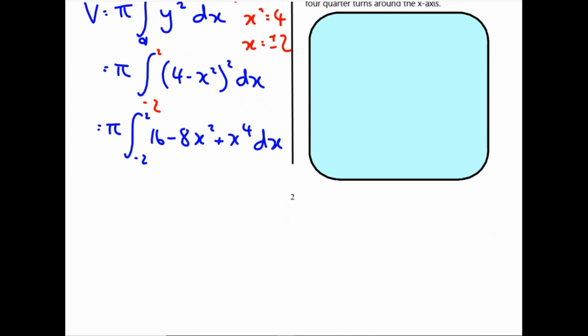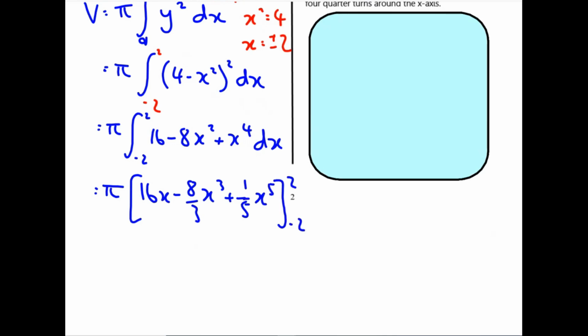So integrating this, just A1 integration, just adding 1 to the power and dividing by the new power. So it's 16x minus 8 over 3 x cubed plus a fifth x to the 5. Make sure you keep your pi all the way through as well. It's really easy to lose the pi.